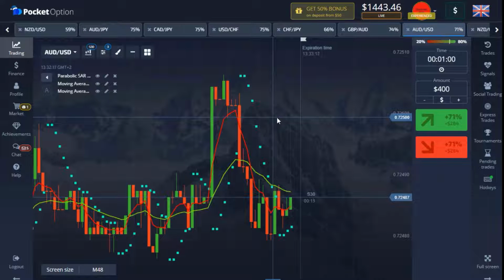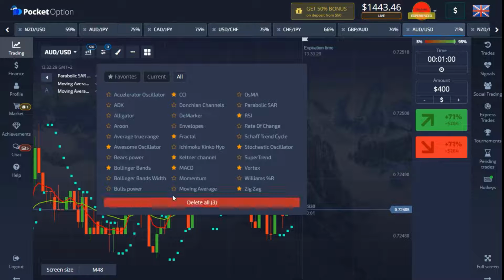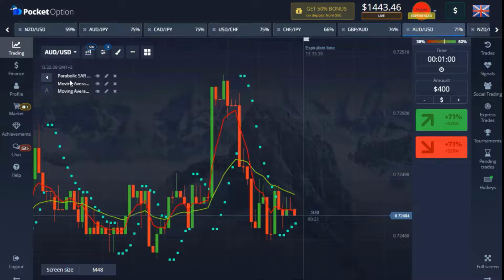Over here we have a couple of indicators. The first indicator we're using is called Parabolic SAR. If you click here on the indicator part, you're definitely going to find it right here. The second indicator we are using is a moving average, and the third one is another moving average. So we are using two moving averages with one Parabolic SAR.